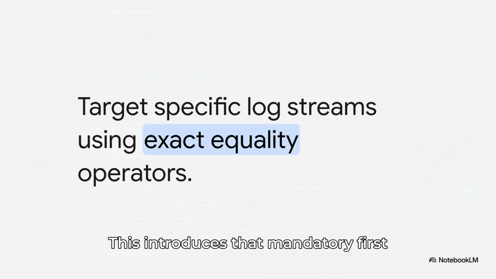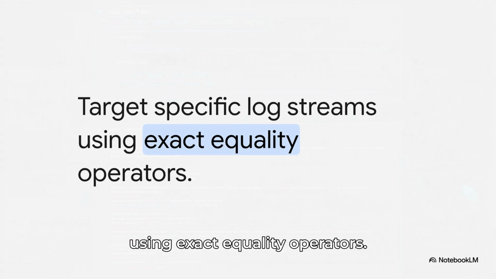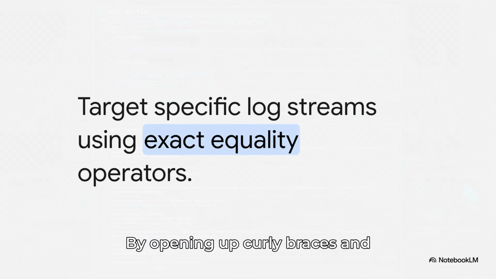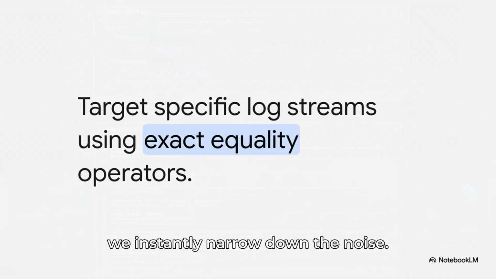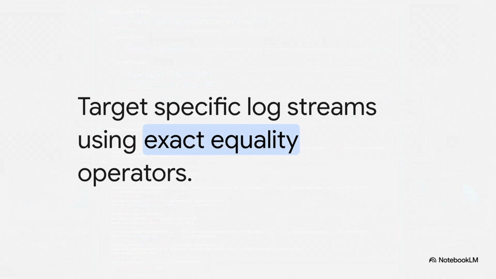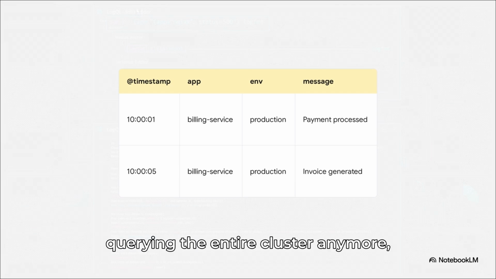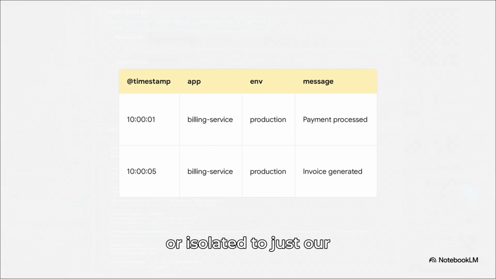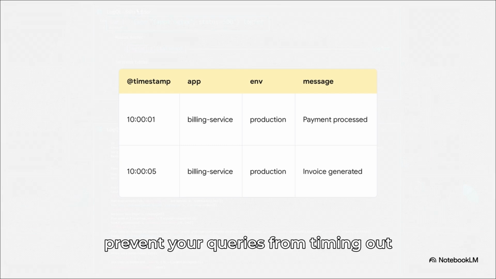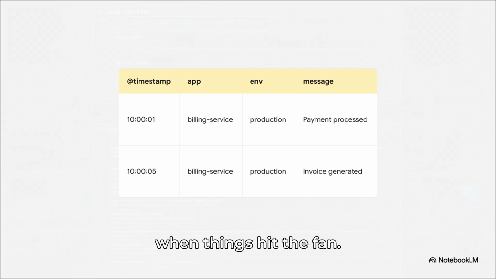This introduces that mandatory first step, targeting specific log streams using exact equality operators. By opening up curly braces and specifying our labels, like app equals billing service and environment equals production, we instantly narrow down the noise. What's really cool here is how instantly our environment narrows down. We aren't boiling the ocean or querying the entire cluster anymore. We're isolated to just our production billing service. Honestly, this is exactly how you prevent your queries from timing out when things hit the fan.